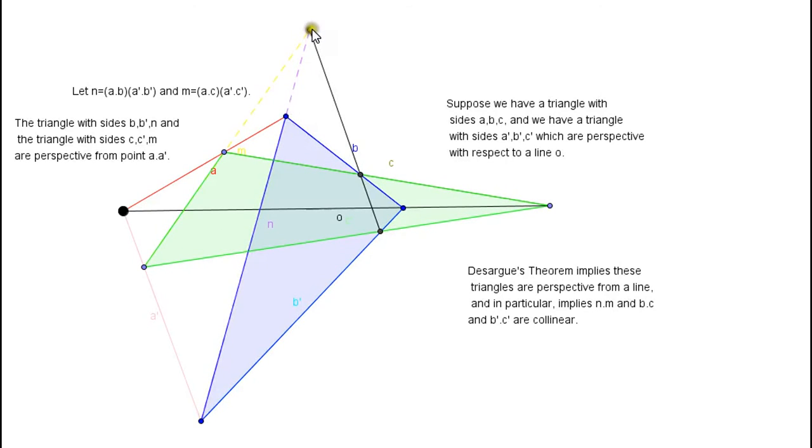Also, there's a line through this special point NM which goes through point AB of our first triangle and point A dash B dash of our second triangle. And as we've just been saying, there's also this black line which goes through our special point NM, which passes through point BC of our first triangle and point B dash C dash of our second triangle. So, to cut a long story short, our first and second triangle are both perspective from this point NM. So, we started with the assumption that our first and second triangles are perspective from this line O, this horizontal black line, and we've ended up concluding that they must also be perspective from this point NM.